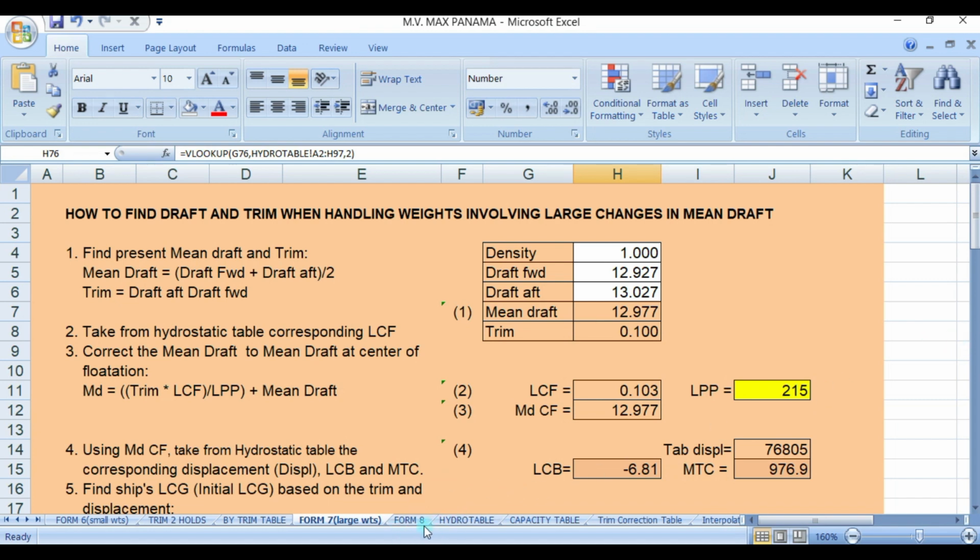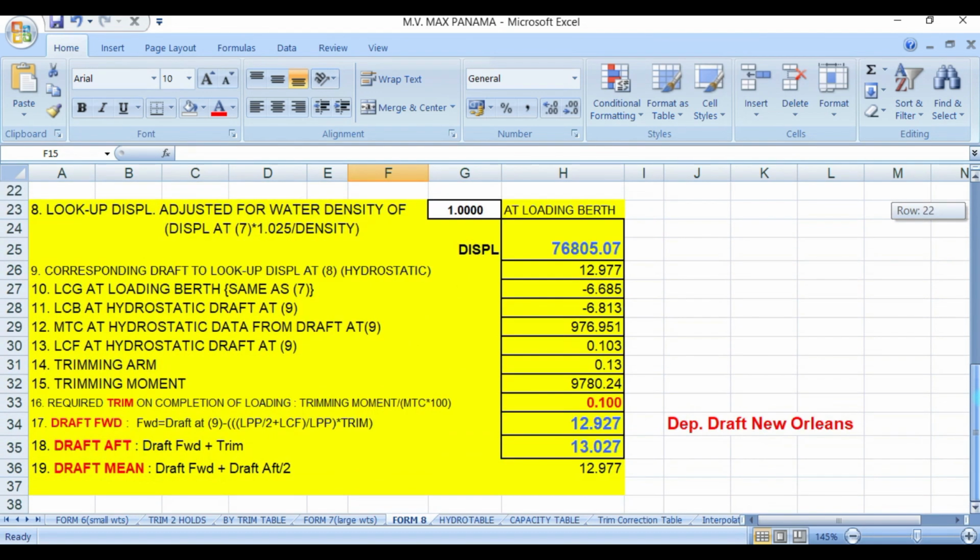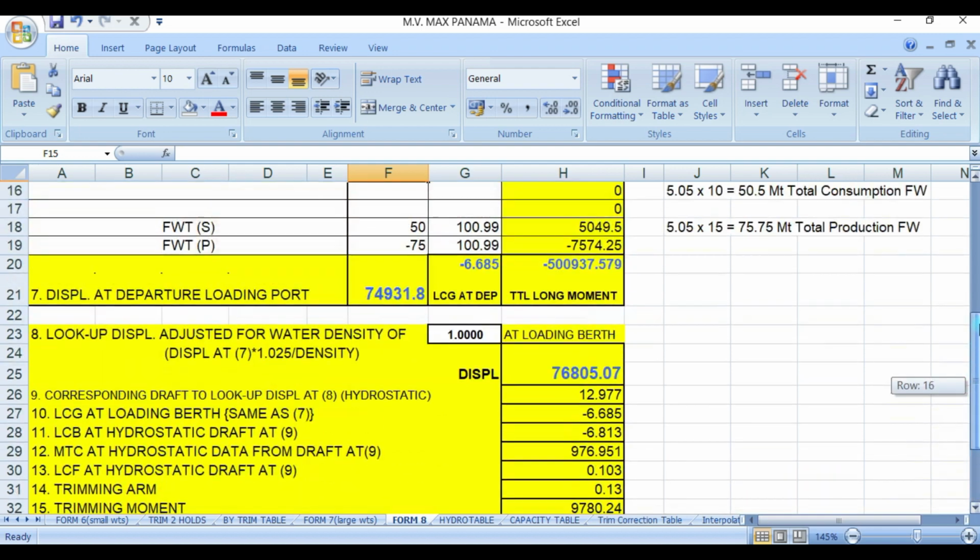In our last video, we computed how much our departure drop in Baton Rouge would be going to Panama to arrive Even Keel at 13 meters. So in our previous computation, our departure drop in Baton Rouge forward will be 12.927, and aft drop will be 13.027, with a mid drop of 12.977. So that's in Baton Rouge.